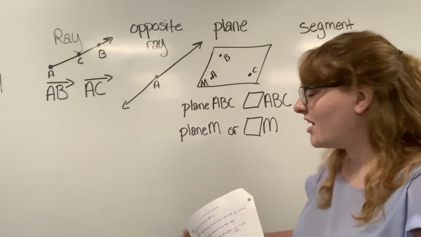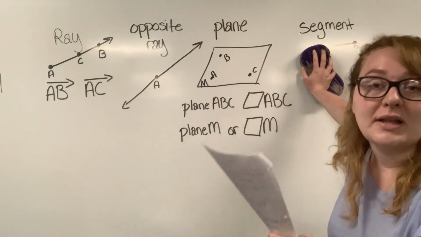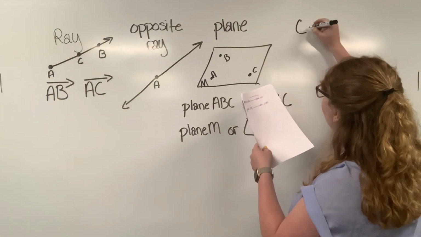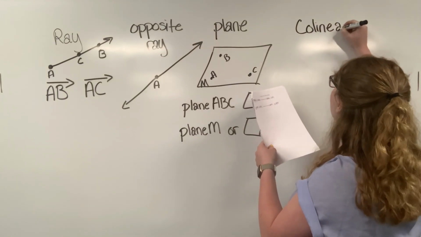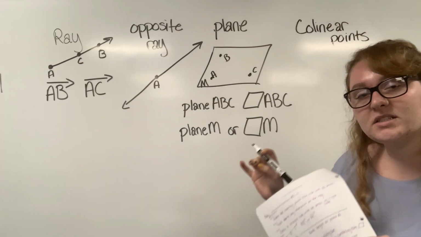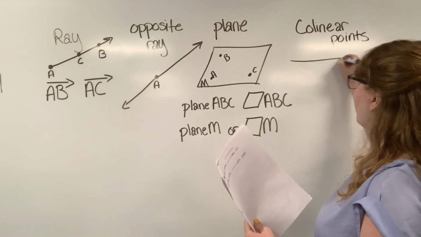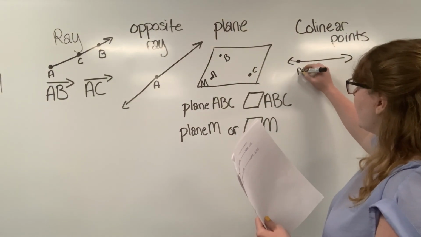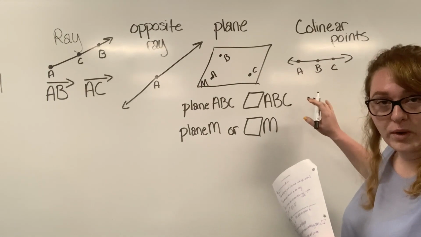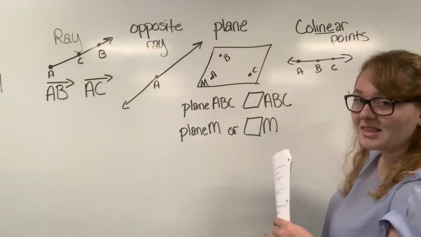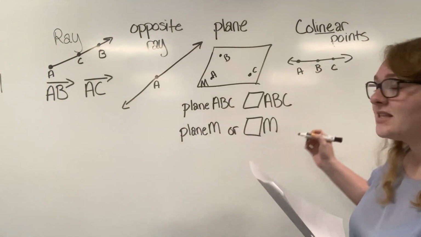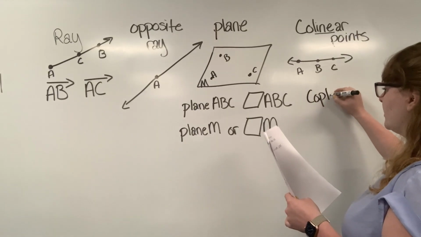The last thing we have to cover is collinear and coplanar points. So collinear points, and I'll spell that out for you, collinear points are points that are on the same line. So if I have a line and I have points A, B, and C, so A, B, and C are collinear points because they are on the same line. You see that word line hiding in there? That helps me remember.